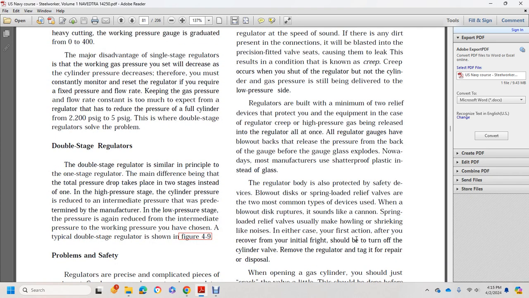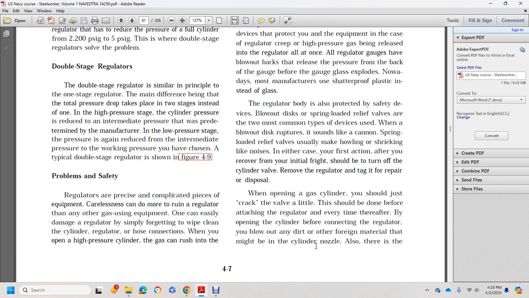The regulator body is protected with a safety device, a blowout disc over a spring-loaded relief valve. These are the 2 most common types of devices. When a blowout disc ruptures, it sounds like a cannon. Spring-loaded relief valves usually make a howling or shrieking-like noise. In either case, after you've recovered from your initial fright, the first action should be turning off the cylinder valve, removing the regulator, and tagging it for repair or disposal.